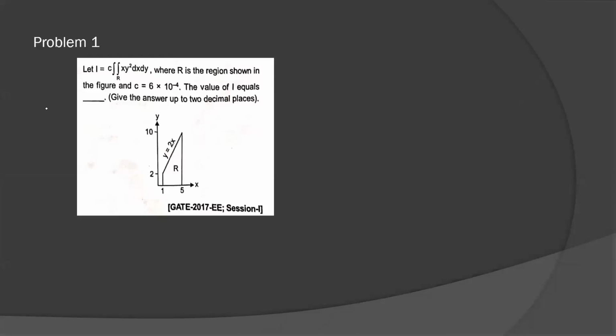The first problem is: let the integral over R of c times x y square dx dy, where R is the region shown in this picture, and c is this value. Then find the value of this integral. Let's see the solution. This picture gives the idea that we have two values of x, 1 and 5. At x equal to 1, y has value 2, and at x equal to 5, we have the value from this straight line.